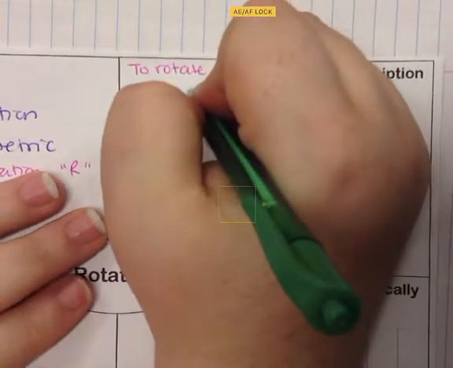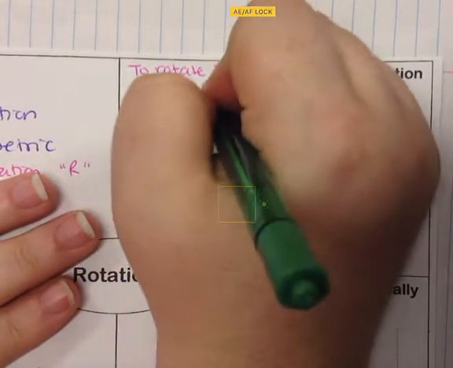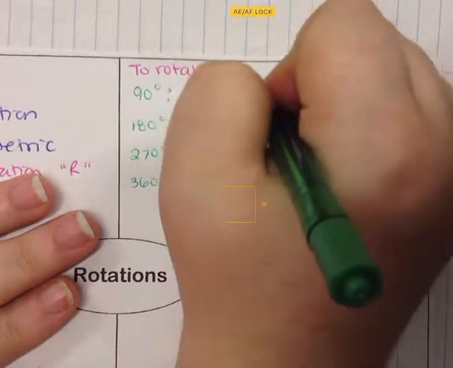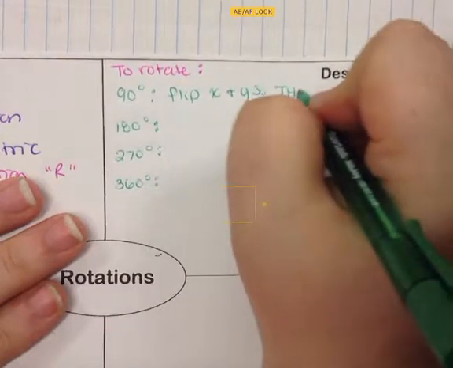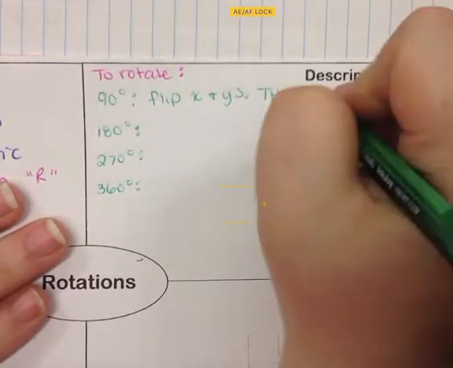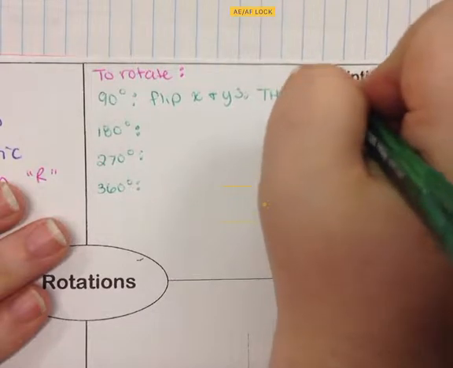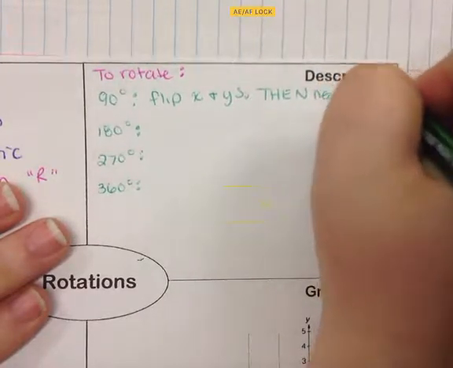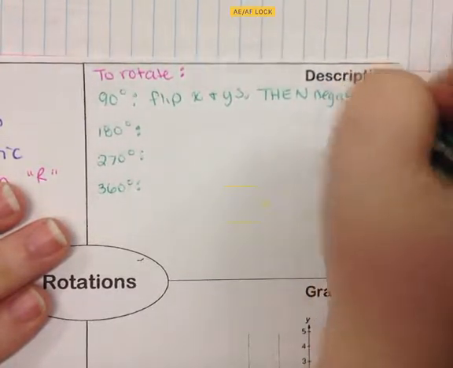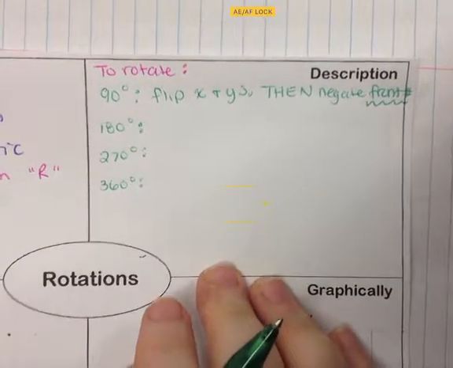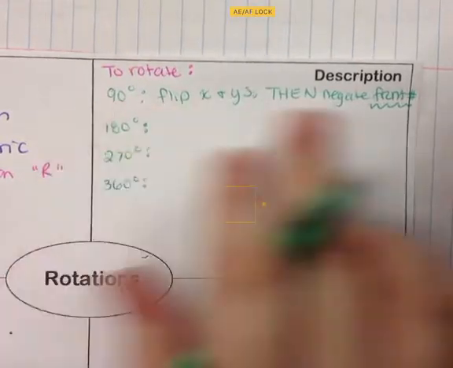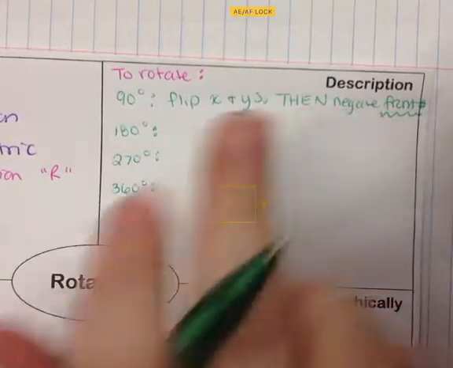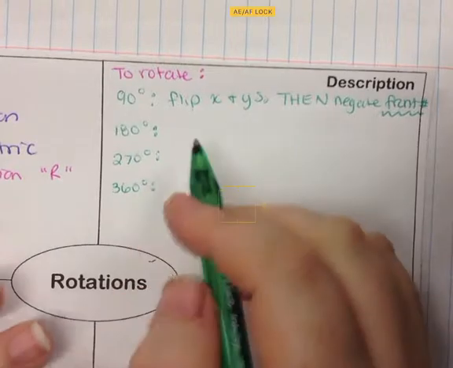You will flip, and this order is important that you do this. You flip the X and Y's, then you negate the front number. It's important that you know which one to do. 90 degrees comes first, so you're going to negate the front number because it's the first part of the coordinate.